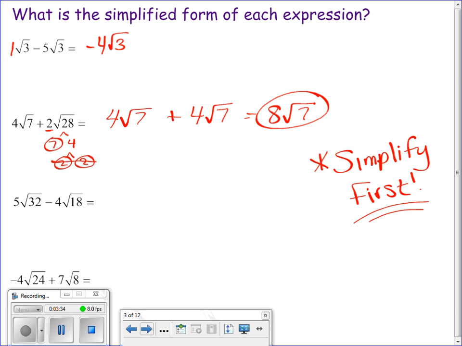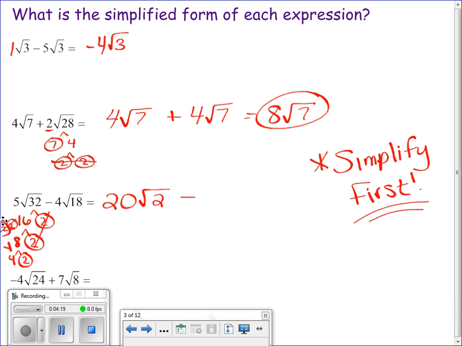So 5 radical 32 minus 4 radical 18. Can you simplify either of those radicals? Yeah. So if we do a factor tree on the radical 32, 16 and 2, 8 and 2, 4 and 2, I'm running out of space, 2 and 2. There we go. So pair of 2's and pair of 2's gives me 4 times the 5 that's already there is 20. Radical 2.